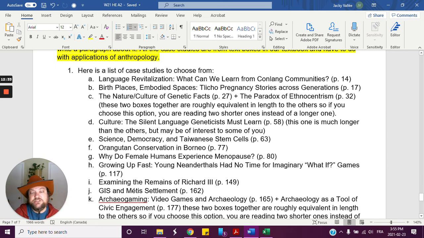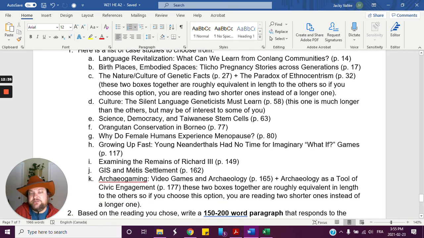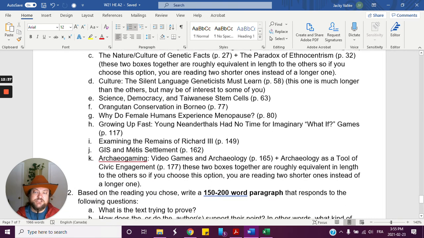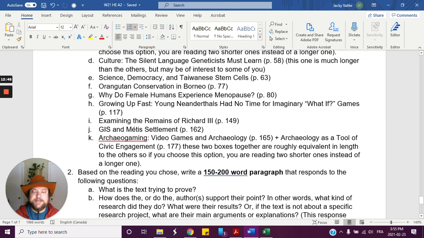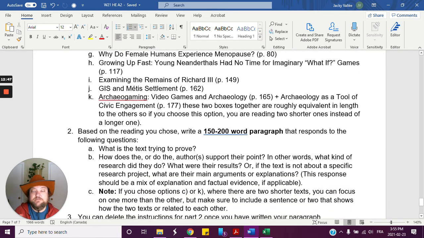So, just kind of look at these. The titles give a little bit of information, but sometimes they're not obvious, so you can go through and read the first paragraph of a few different ones and see which one you'll choose. And then, after you've made your choice, you go ahead and read that text box, and you'll write a short, medium length paragraph, about 150 to 200 words.